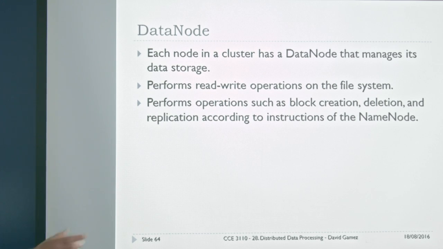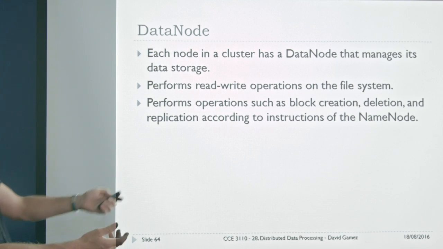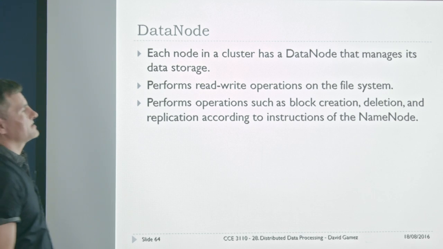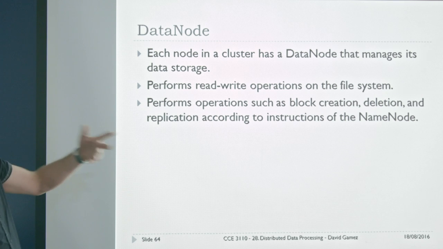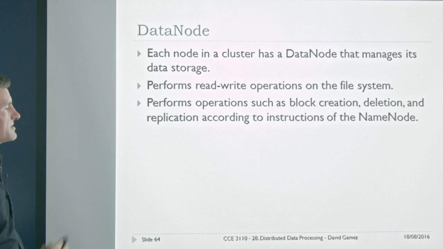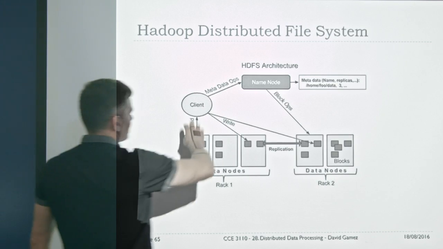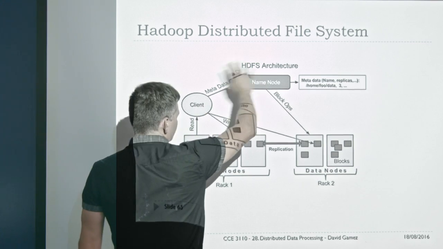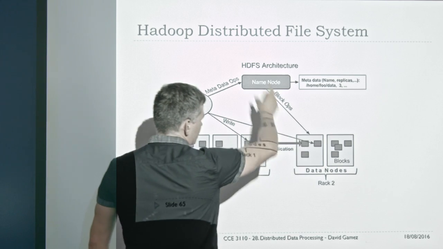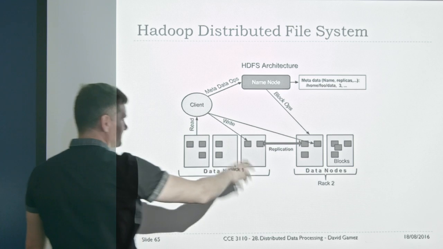They hold these chunks of data, and all the records of the files are stored in the name node, while the data nodes actually hold the data, and the name node tells the data nodes the rules for creating blocks, deleting blocks, replicating blocks, and so on. So it's pretty straightforward, really. We've got the client, and the name node holds all the records for the file system. So these data nodes don't know much about what's going on, they're just told to store a block of data, or to replicate a block of data, and so on.